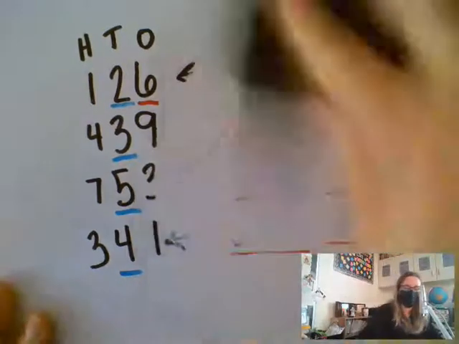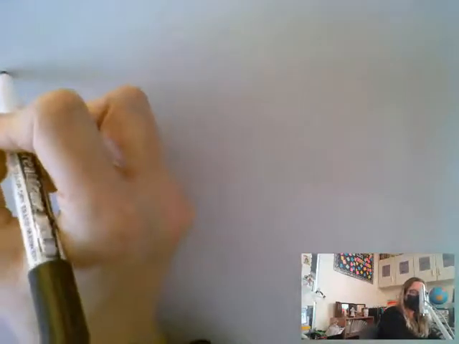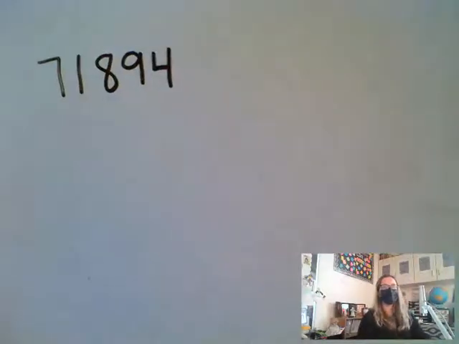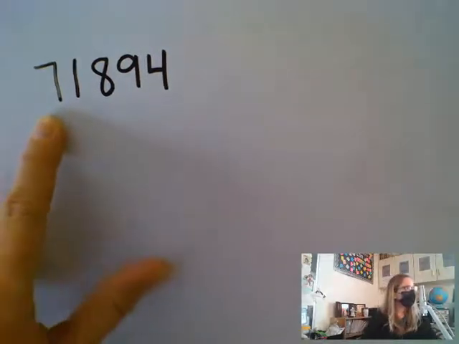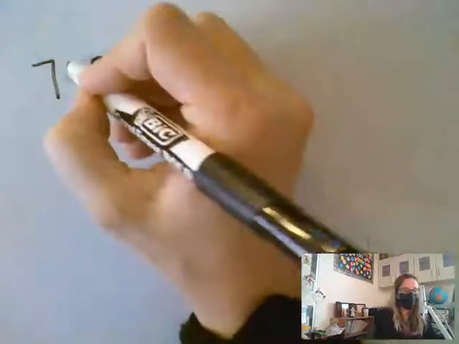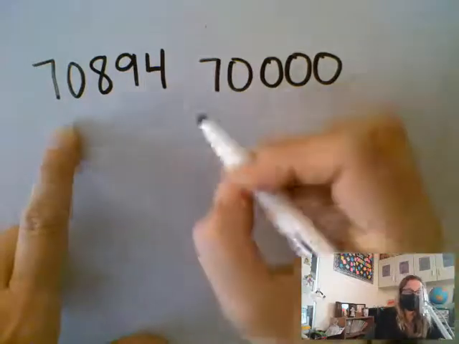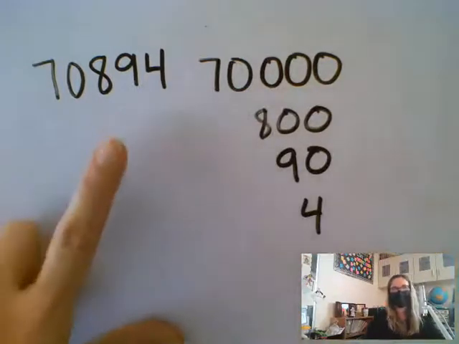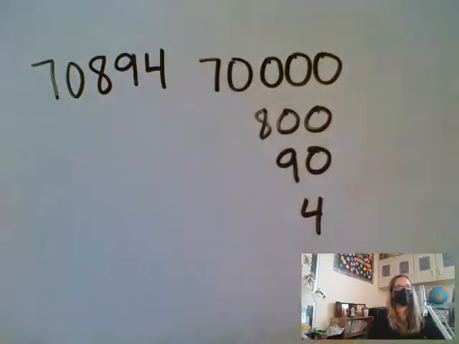I'm going to blow your mind right now for a second. We're going to get a really, really big number, and I'm not going to expect you to know this for a test, but I just want to show you how the pattern of numbers works. Let's pretend that I have 71,894. Yeah, 5-digit number. Let's go 70,894. So 70,000 plus 800 plus 90 plus 4. That would be the expanded form. 70,894.